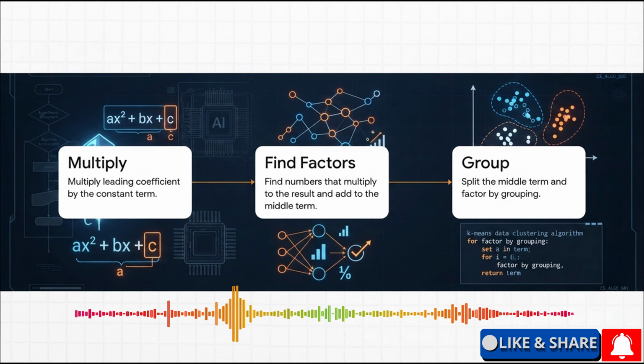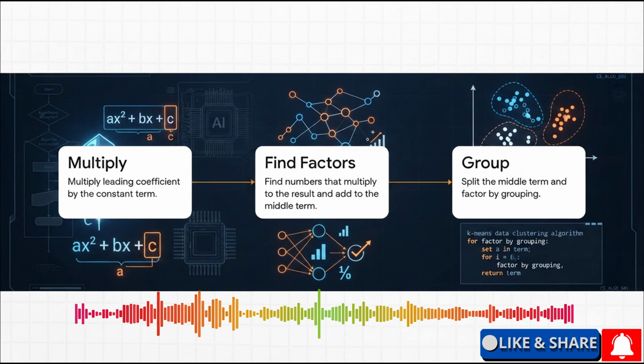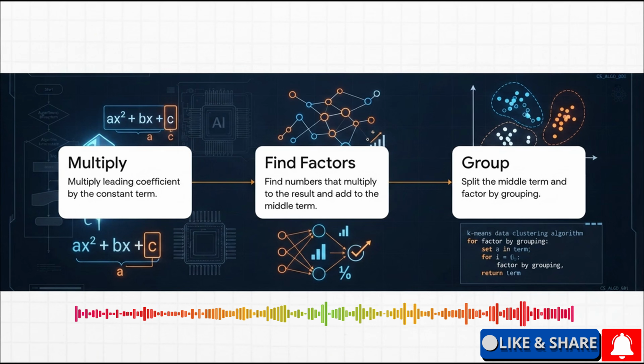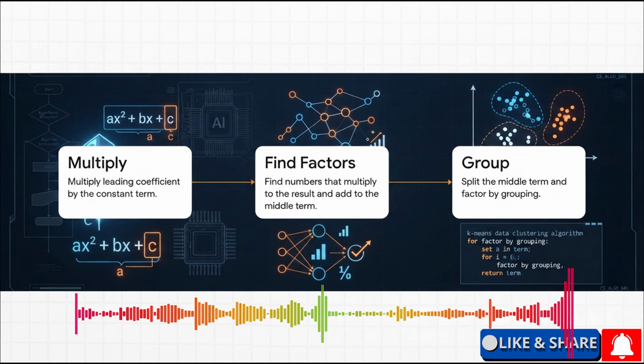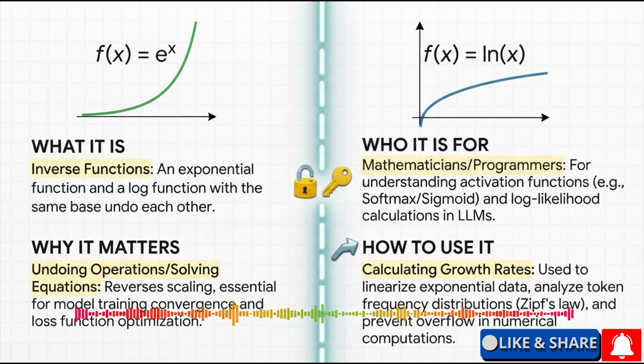Step 1, multiply the leading coefficient by the constant term. Step 2, logically find two numbers that multiply to that exact result, but also add up to your middle term. Step 3, split that middle term and factor by grouping. By breaking a daunting mathematical task into a clean, systematic workflow like this, we can write code that solves it instantly. And what happens when a variable is trapped high up in an exponent?